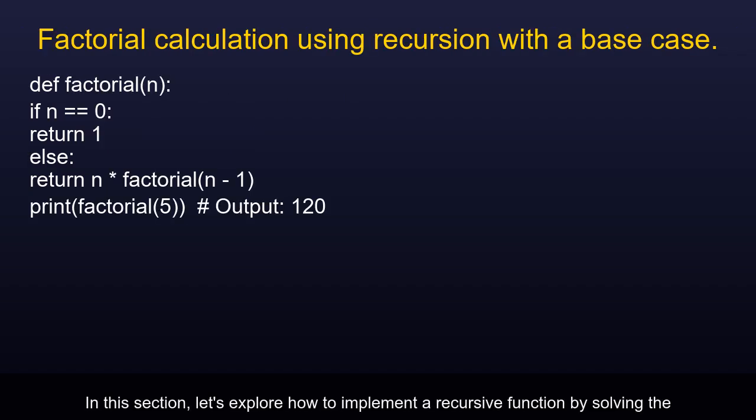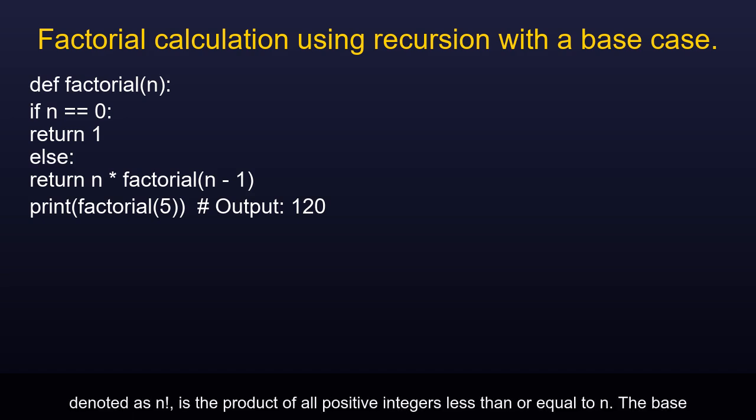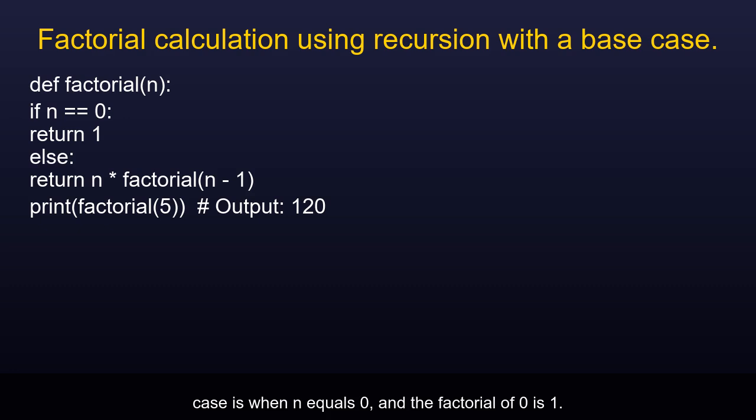In this section, let's explore how to implement a recursive function by solving the classic problem of calculating the factorial of a number. The factorial of a number n, denoted as n!, is the product of all positive integers less than or equal to n. The base case is when n equals 0, and the factorial of 0 is 1.